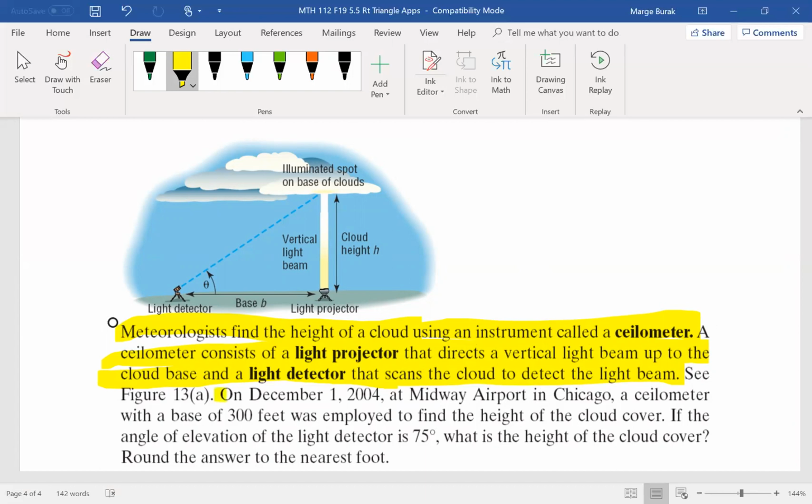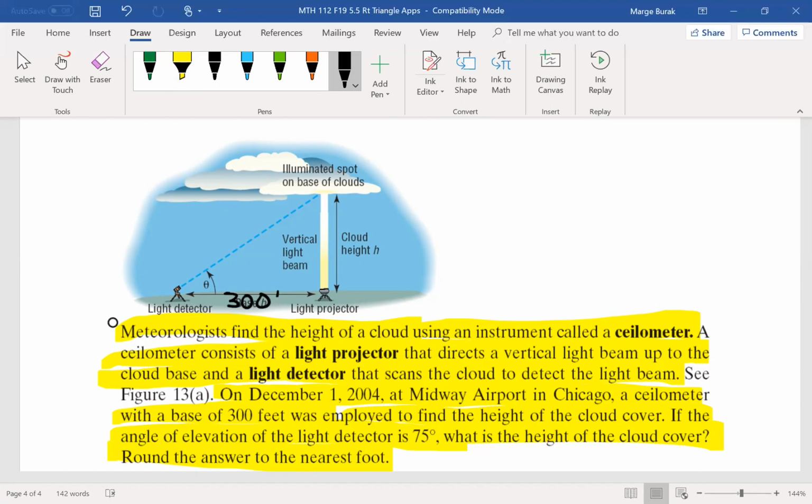See figure 13. On December 1st, Midway Airport in Chicago, a ceilometer with a base of 300 feet was employed to find the height of the cloud cover. If the angle of elevation of the light detector is 75 degrees, what is the height? Now, we're going to round our answer to the nearest foot. Now, in this case, we've got to put the numbers into our picture. So it says a ceilometer with a base of 300 feet. So here's my base. So this is going to be 300 feet. Was employed to find the height.